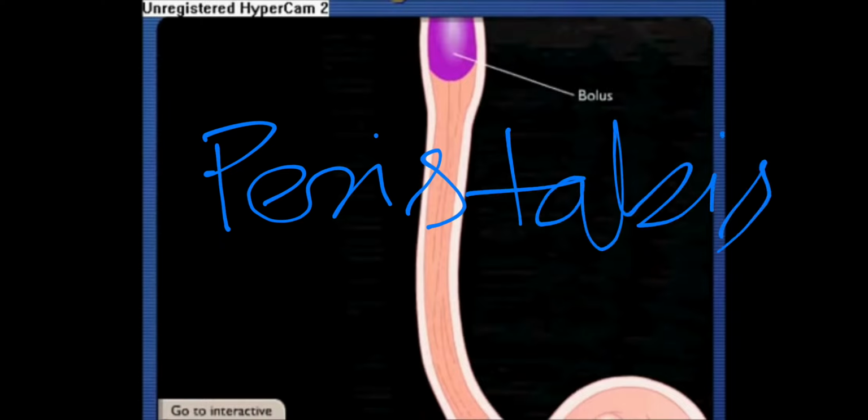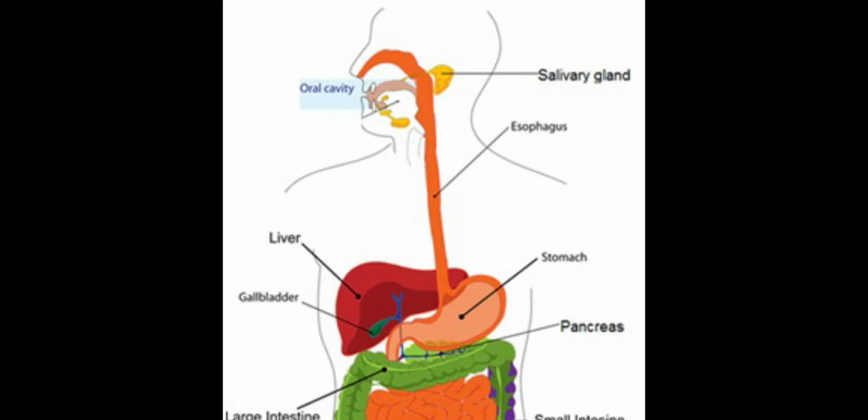Peristalsis is the relaxation and contraction of the muscle of the esophagus that helps in the movement of food from the mouth to the stomach. Now the food reaches the stomach.